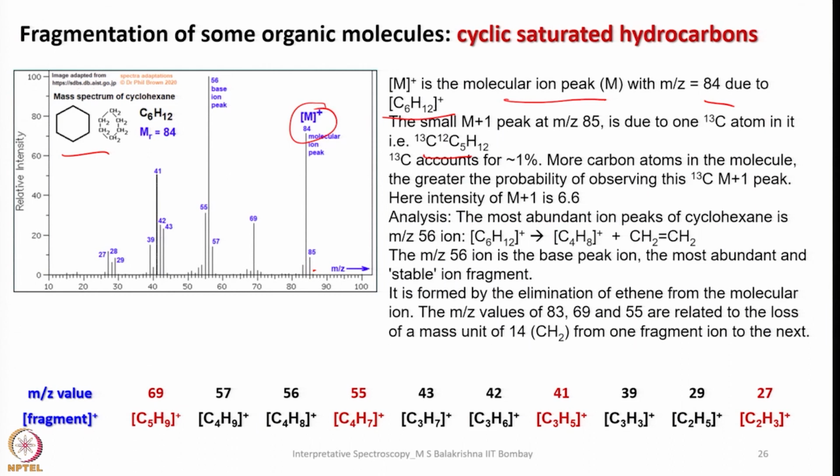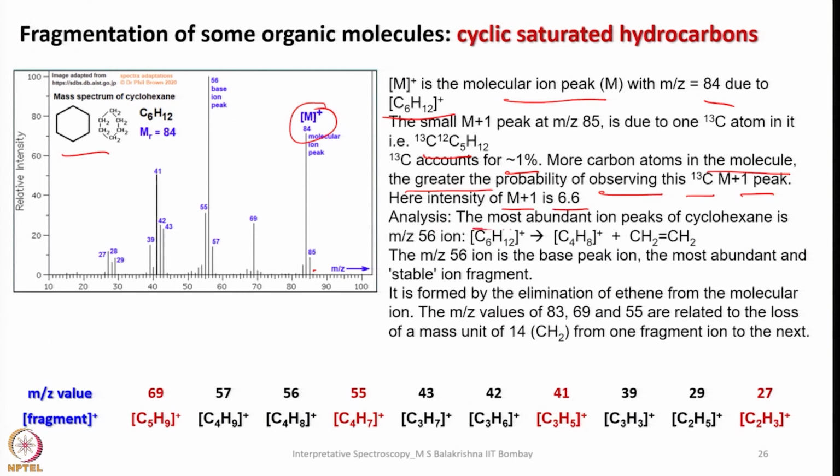So now isotope is coming: the abundance of 13C is 1.1%. The more carbon atoms in the molecule, the greater the probability of observing this 13C M plus 1 peak. So if more carbon atoms are there, the possibility of their observation is greater. Here the intensity of M plus 1 is 6.6.